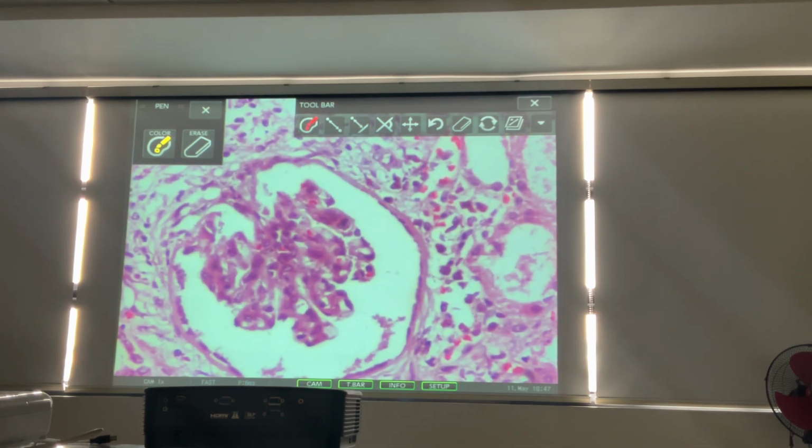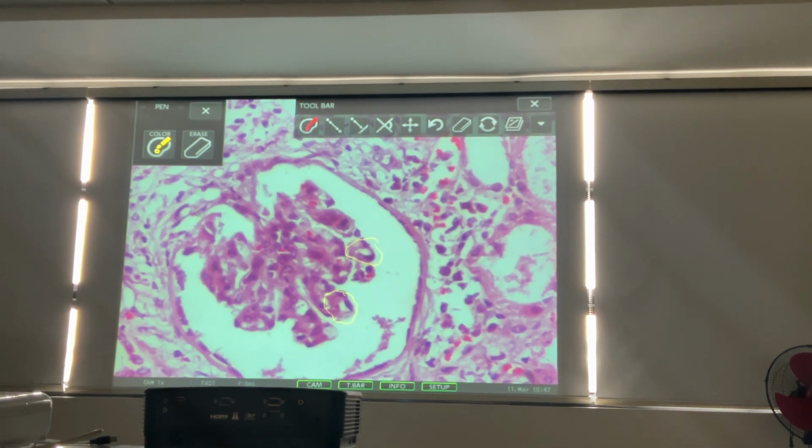So again, very visible, the thickened basement membrane, no? The wire loop lesions. Okay.